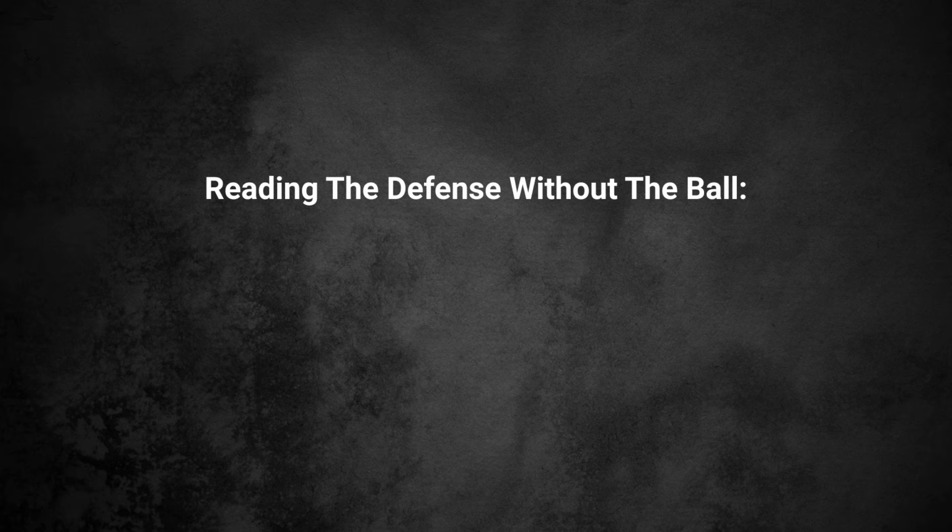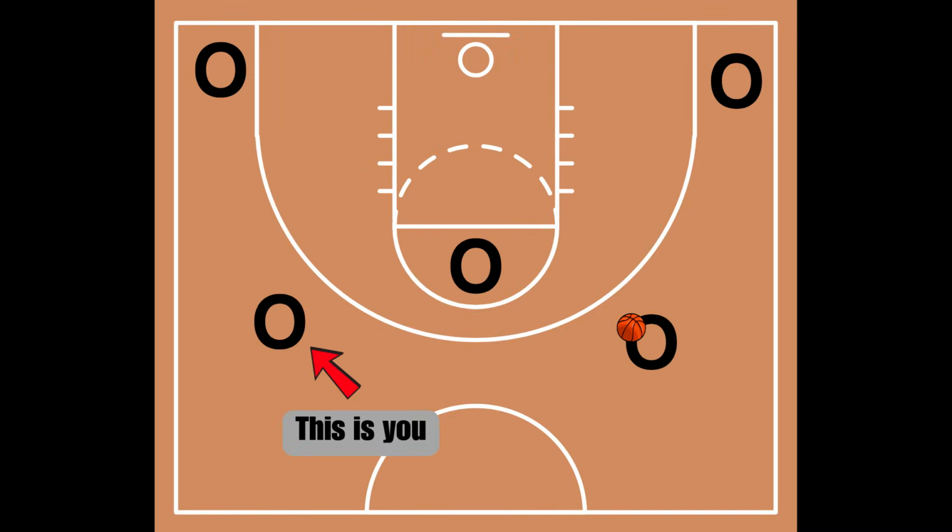Now, when we look at reading the defense without the ball in your hands, there's really two different times that this is going to happen. It can either be within an action or it can be not within an action. So when we talk about reading the defense not in an action, this just means that you're not setting a screen, you're not coming off of a screen, you're not really doing anything except just standing there on the perimeter. This is where you have to be able to read your defender while they're playing help defense.